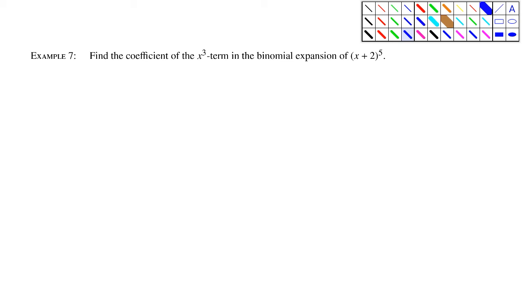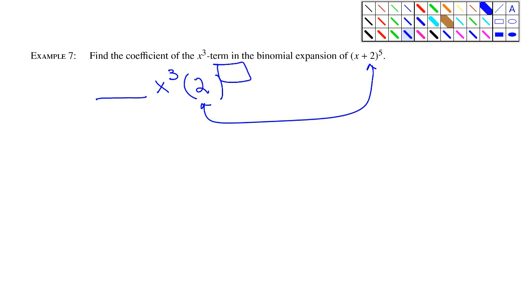Lastly, find the coefficient of the x cubed term in the binomial expansion of x plus 2 to the fifth. So we're looking for the coefficient. I know that I need the x cubed term. So what does that mean the 2 is going to have as a power? Well, the 3 and this other power that I need must add up to 5. So it's going to have to be the 2 power. And then also, I know that this is going to be the binomial coefficient 5 choose 3, or 5 choose 2, either way. Remember, those are the same.